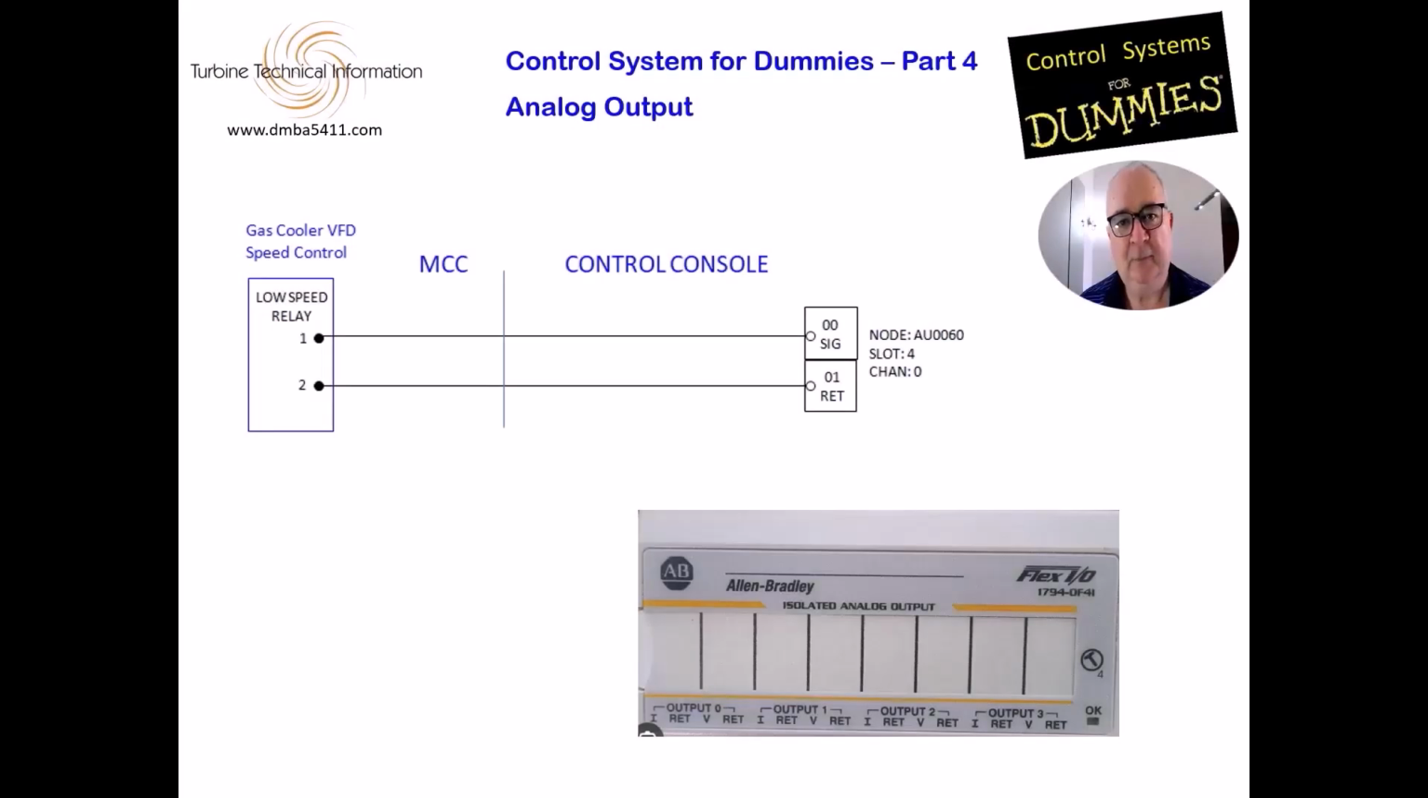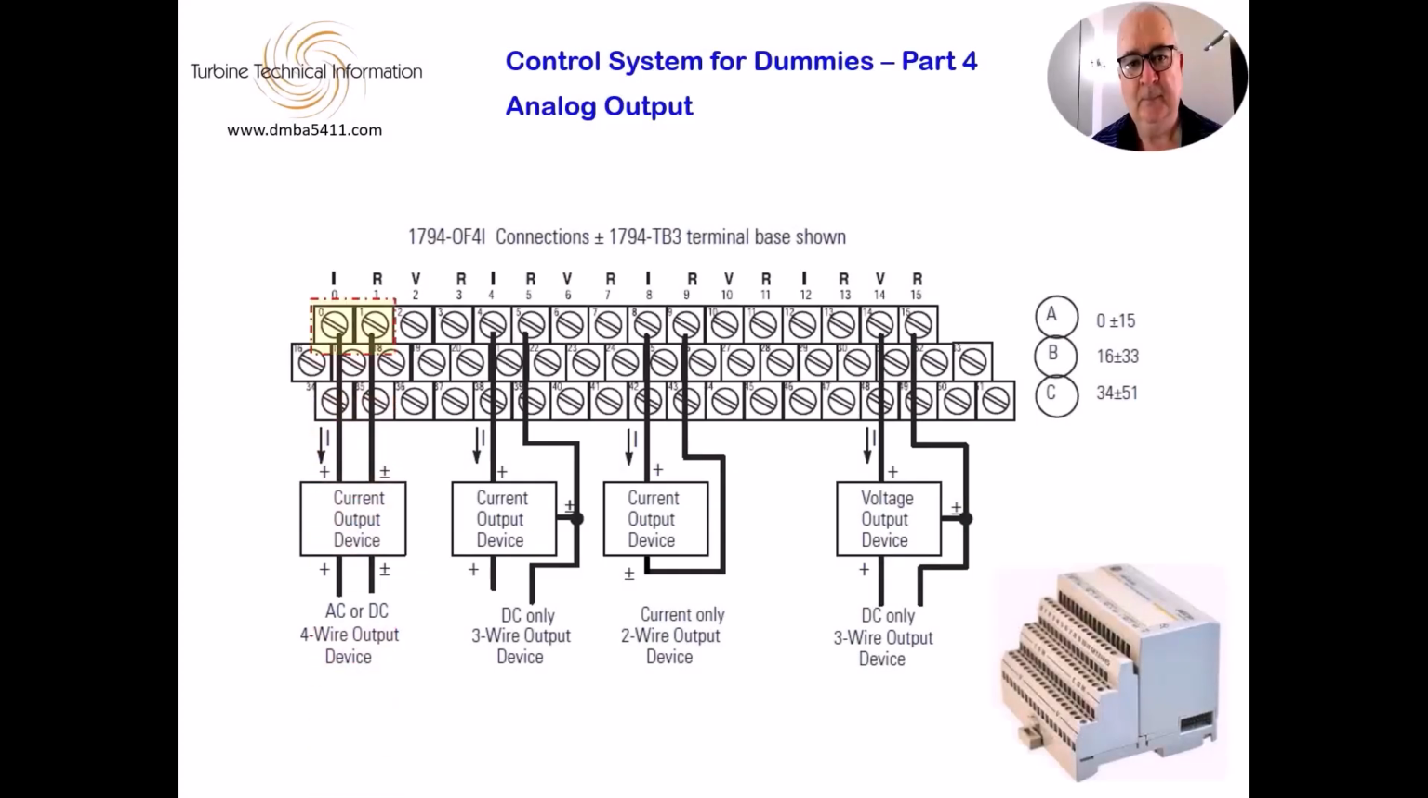Welcome to part 4 of Control System for Dummies. This is the final video in the series. Analog outputs are signals to control fuel valves, PEC actuators, surge control valves, VFD speed commands, etc. The logic calculates what output is needed and when it is needed. So that this is channel 0, channel 1, channel 2 and channel 3.